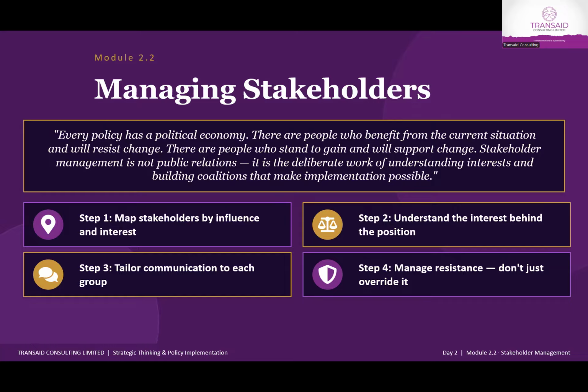So step one, you map stakeholders by influence and interest. Step two, understand the interest behind the position. Step three, tailor communication to each group. Don't use the same one-size-fits-all. Four, manage resistance. Don't just override it, and don't discard it. After all, you cannot have 100% agreement or support.